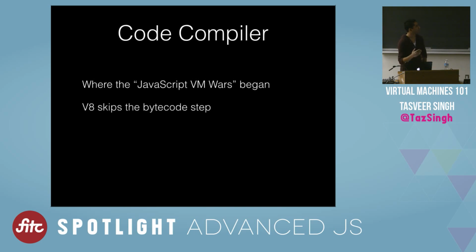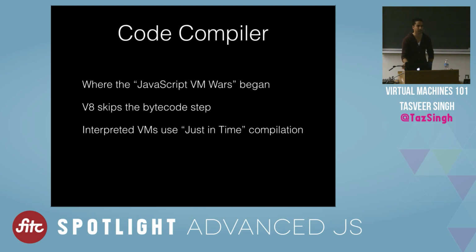So on the note of V8, V8 skips the bytecode step. Before, I showed you that it goes from JavaScript to the parser, to bytecode, to the interpreter. V8 goes straight from the parser straight to machine code. It skips bytecode, it skips the interpreter, doesn't even have an interpreter. Which, that's a complete game changer to the JavaScript virtual machine space.